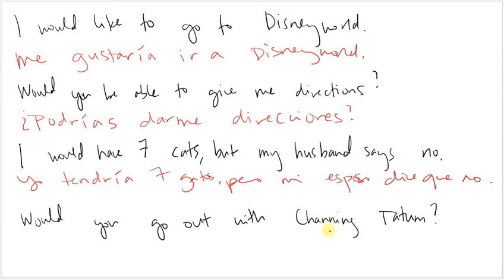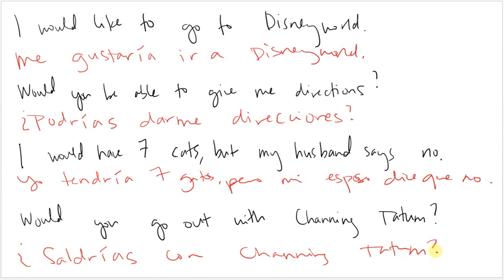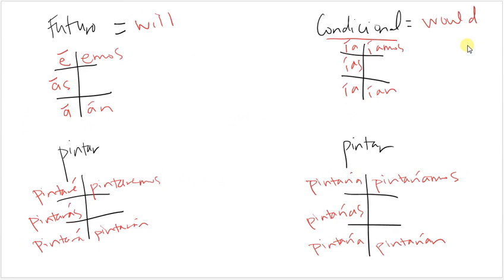Okay, would you go out with Channing Tatum? Obviously, it's not even a question. So we need the conditional for go out. Go out is salir. Salir is irregular, so it goes to saldr-. And then you add the conditional endings. So saldría, and then it's you. So saldrías con Channing Tatum.